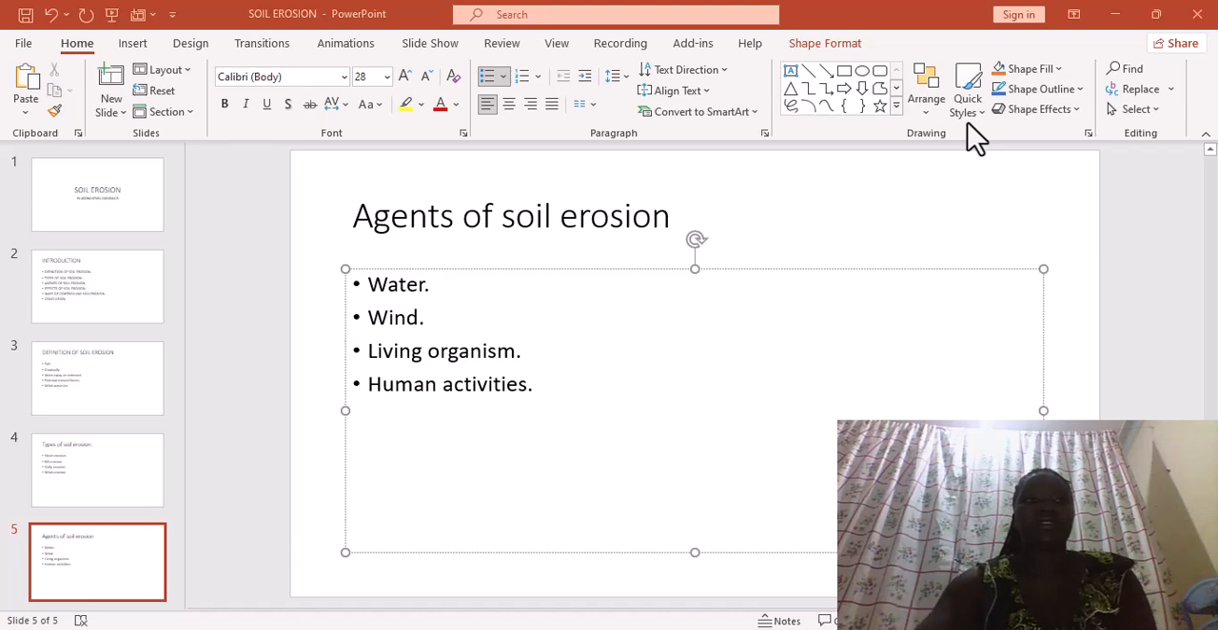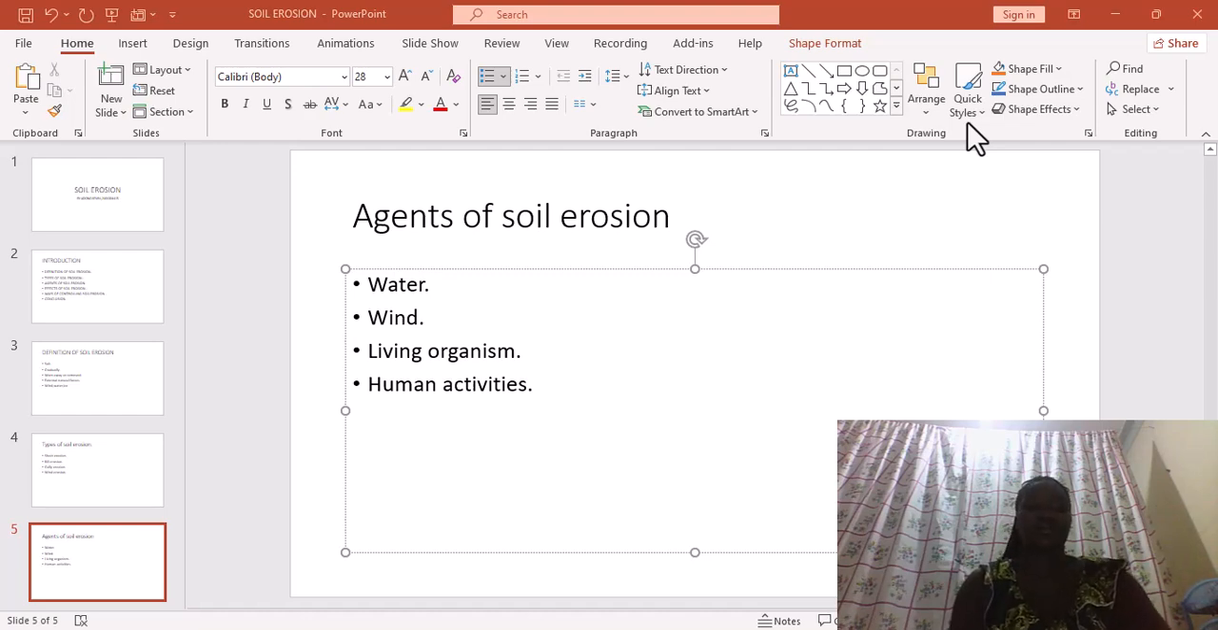Under human activities, we have deforestation, overgrazing, agricultural activities, construction, mining, and urbanization. All those can contribute to soil erosion, and they accelerate soil erosion. So briefly, that is what I can take you through about the agents of soil erosion.